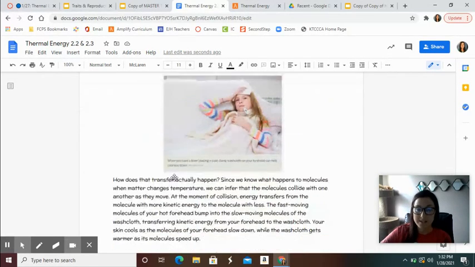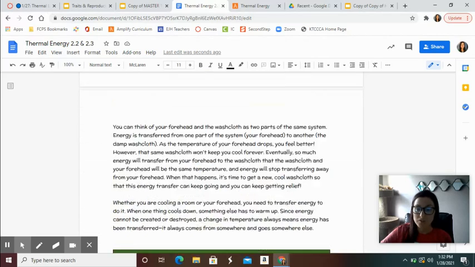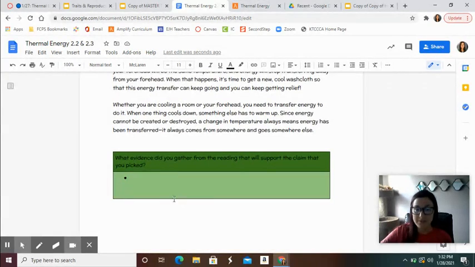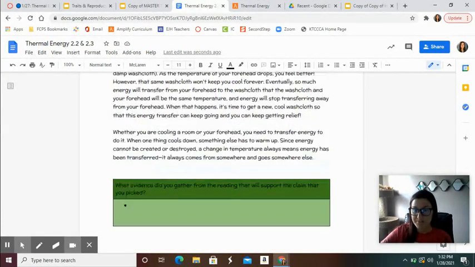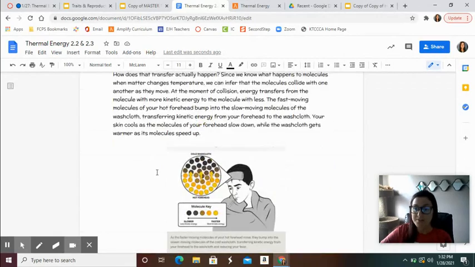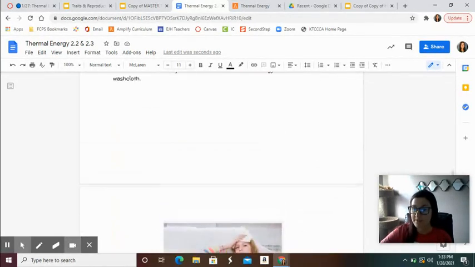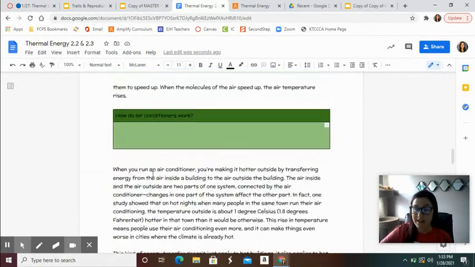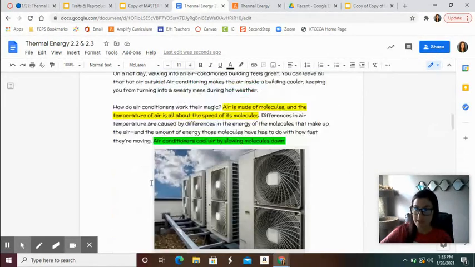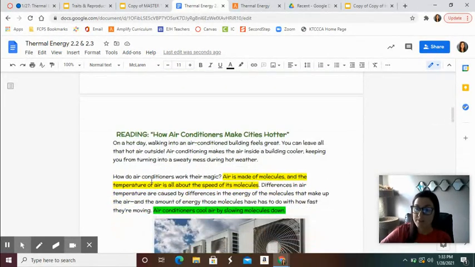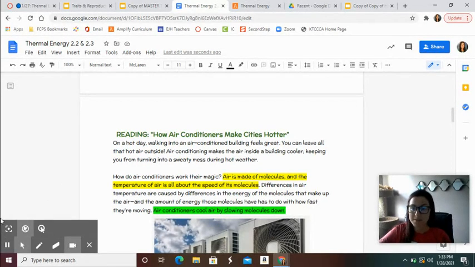Down here, I wanted you to pull out some evidence from the reading that will support our claim again. I'll give you a hint: air conditioners work in a way that has to do with molecules in the air and how fast or slow they are moving, and our kinetic energy, because we know all of those are related and connected. Once you do that, you are done and going to turn this in. On Friday, we will have a weekly check-in, so make sure you come to class on Friday.